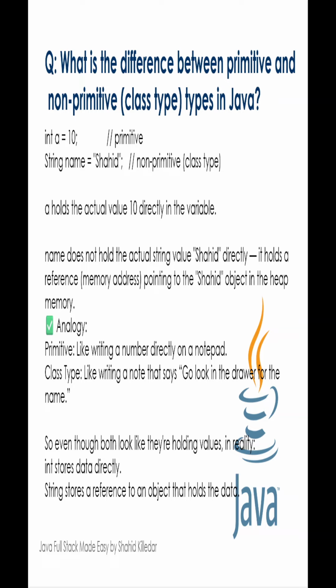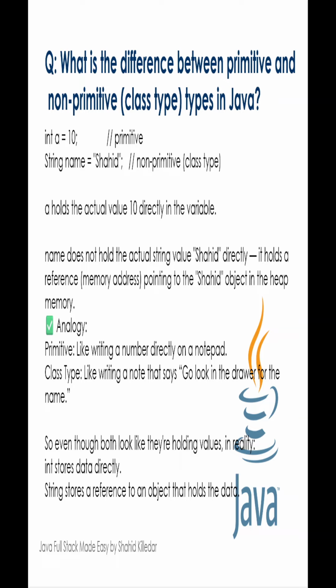It is like saying in primitive types you just write a number directly on a notepad, whereas in a class type you write a note that says go look for the name in the drawer, or go to that particular address and you will find that name Shahid. So that's how a primitive type and a class type work.